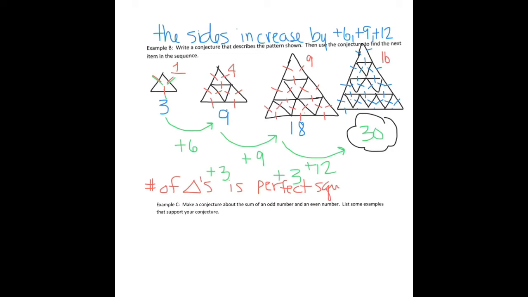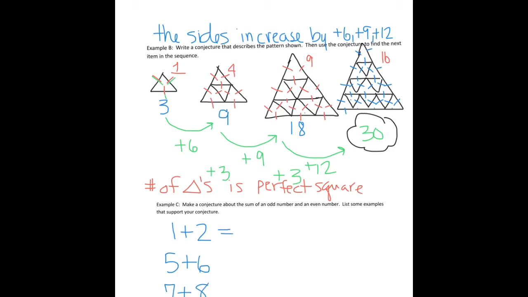I mean, it just asks us to make a conjecture, so that's something that I noticed as well. Okay? So example C asks us to make a conjecture about the sum of an odd number and an even number. So let's just try an odd number and an even number. Let's see.